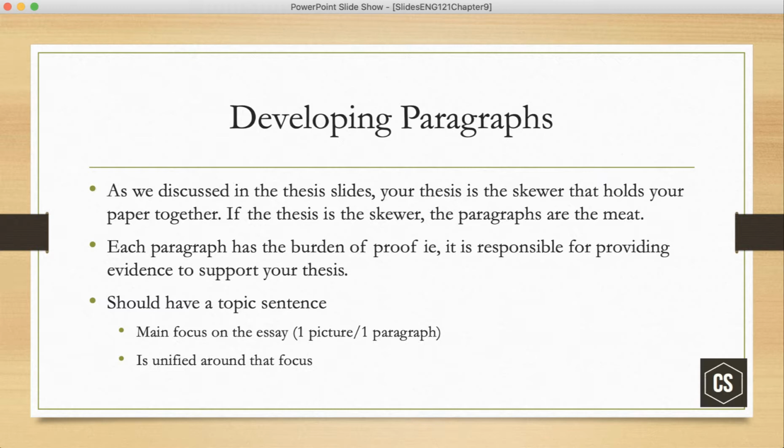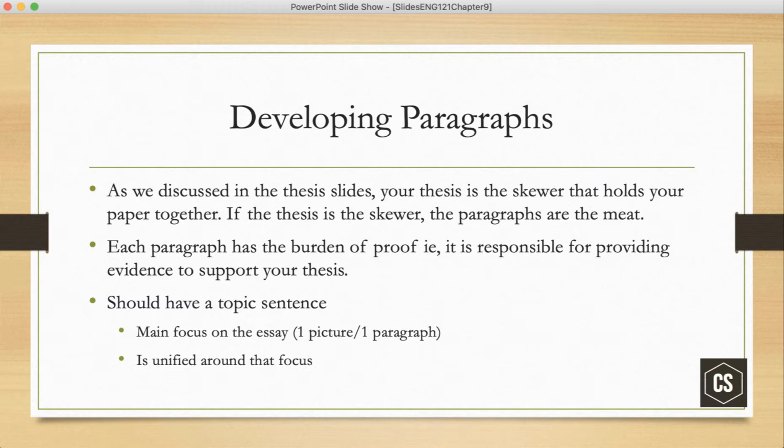It should have a topic sentence, and many of you guys either weren't taught this or somehow forgot that this was a thing, but the first sentence of every paragraph establishes your topic. It says this is going to be the main focus of this particular paragraph. If you think about your life slides or your photo essays, depending on which of my classes you were in, one picture is equal to one paragraph. So in other words, you wouldn't mix pictures of your hobbies with pictures of your career goals. You would have one focus on each of your slides or each of your paragraphs.